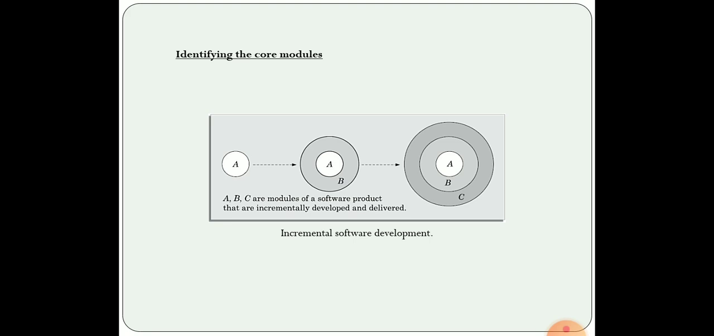That is, we add C to A and B. A, B and C form the modules of the software product. So, we need to split the software into separate modules and identify which of them will be the core modules, and identifying the core modules of the software is the first task associated with the evolutionary model.